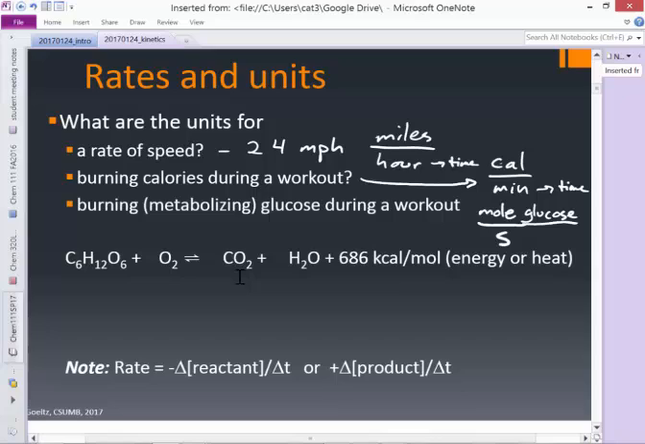Glucose has this formula, C6H12O6. Let's balance this equation. You guys okay? Sorry, I'm asking what the ISA is doing.